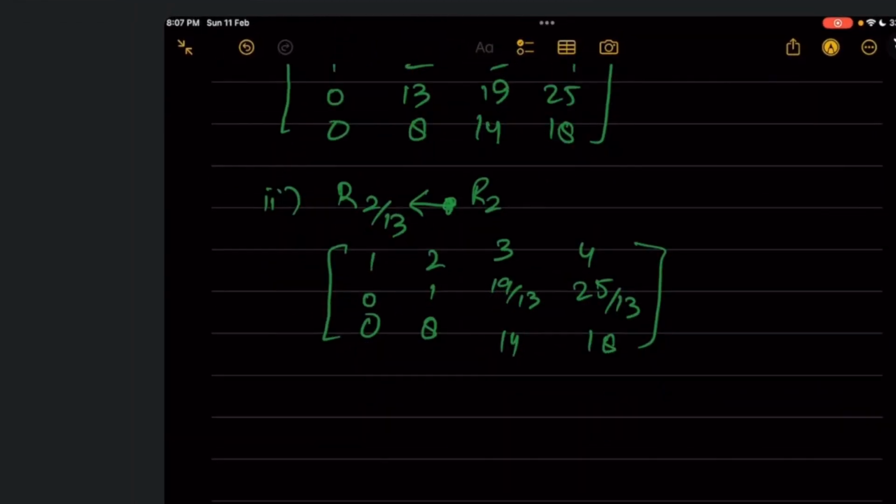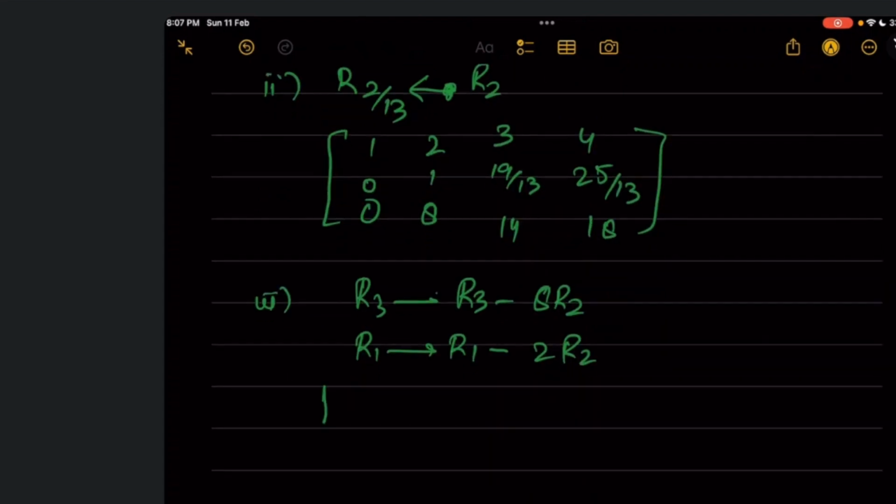And what will be the third step? Now we have to make these two zeros. So R3 will be what? R3 minus 8R2 and R1 will be R1 minus 2R2. So help me in completing this. What is this going to be?